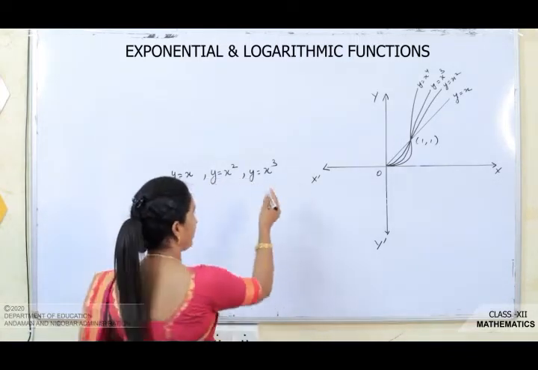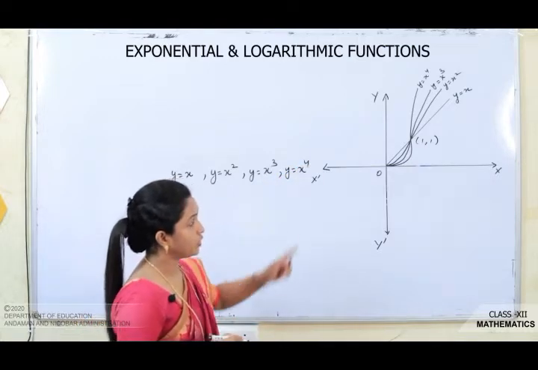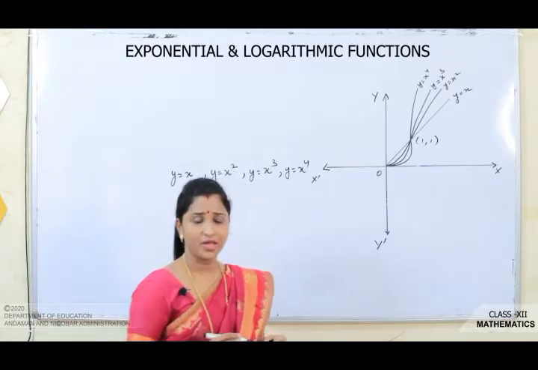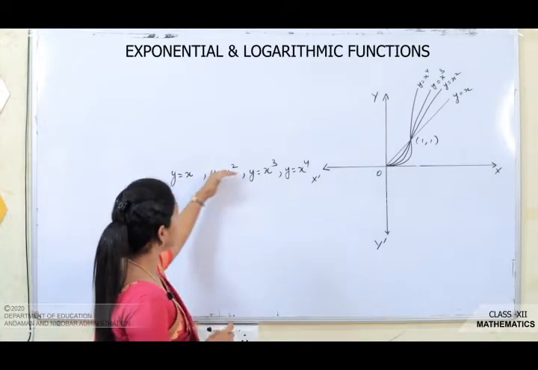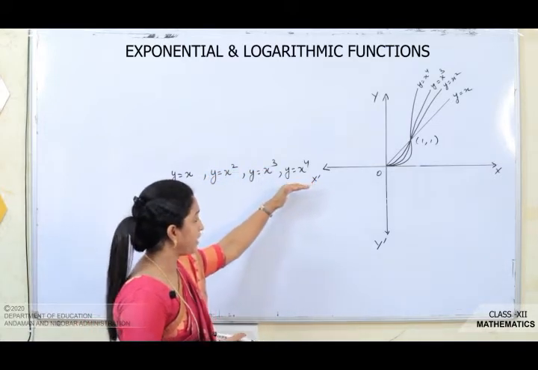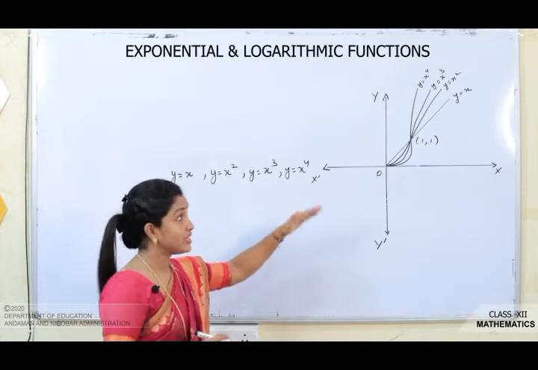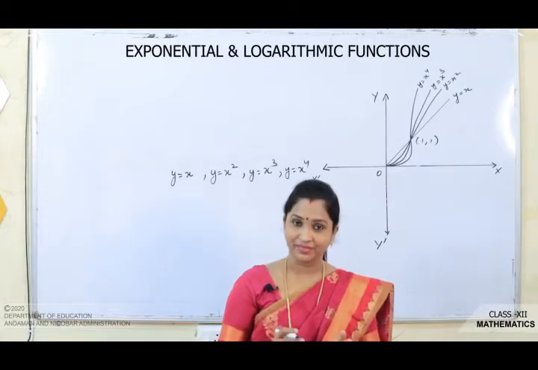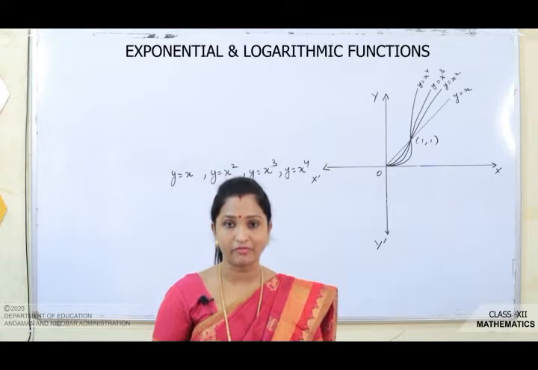In the same way, when you proceed to the next one, y is equal to x to the power 4, you can see the graph is again steeper. So what is the conclusion here? As you increase the power of x, the value of y also increases. That means the graph is becoming steeper and steeper. So the higher the power, the greater the growth of the polynomial function.